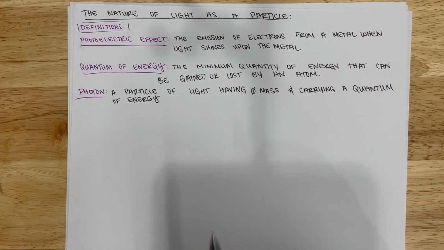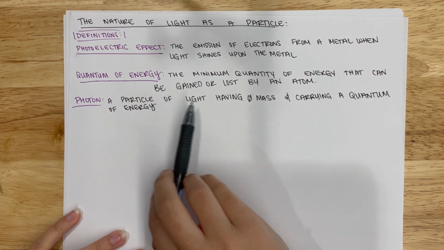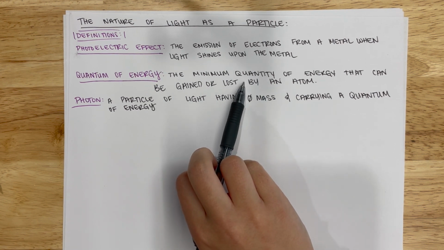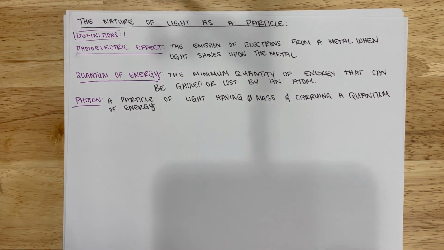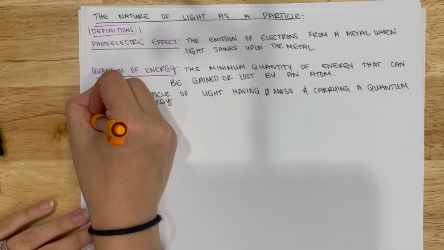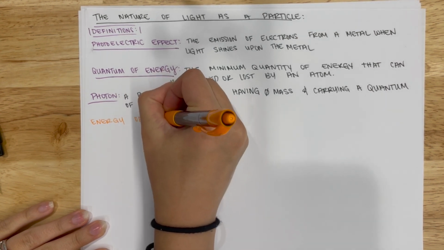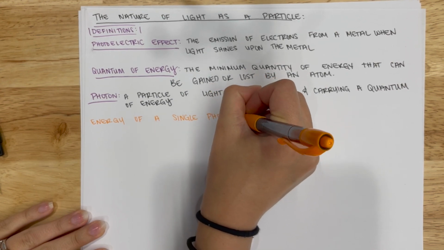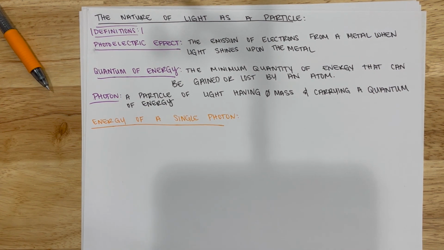Okay, right? So this photon here, this is our particle of light. Light's acting as a particle, and it's going to have no mass, but it's carrying the minimum amount of energy that can be gained or lost by an atom. So however much your atom can gain or lose, that's how much your photon is carrying. So what we can do is we can actually calculate the energy of a single photon.